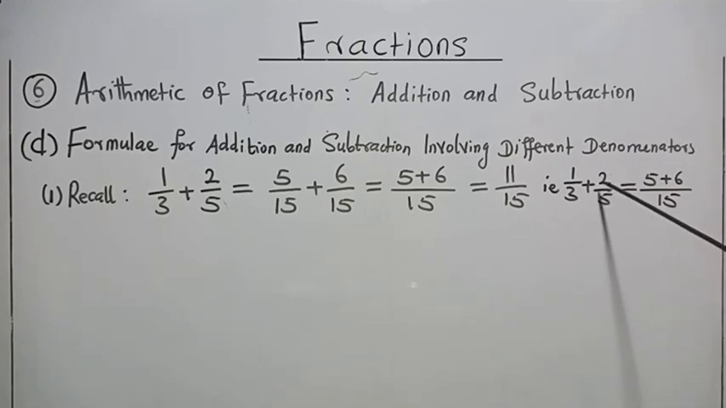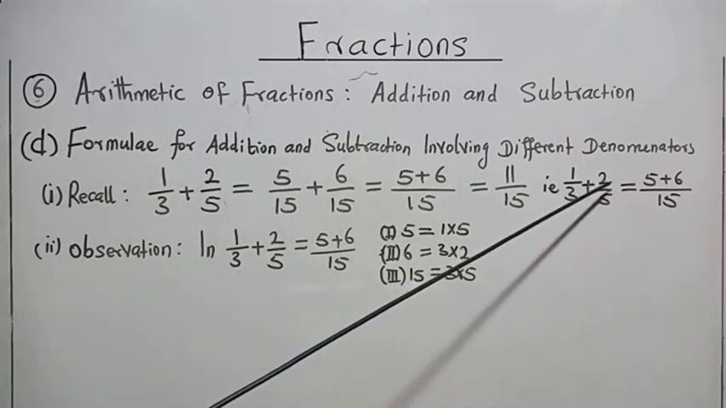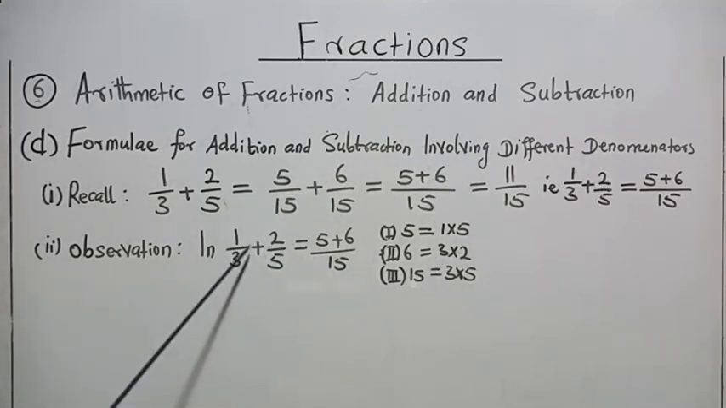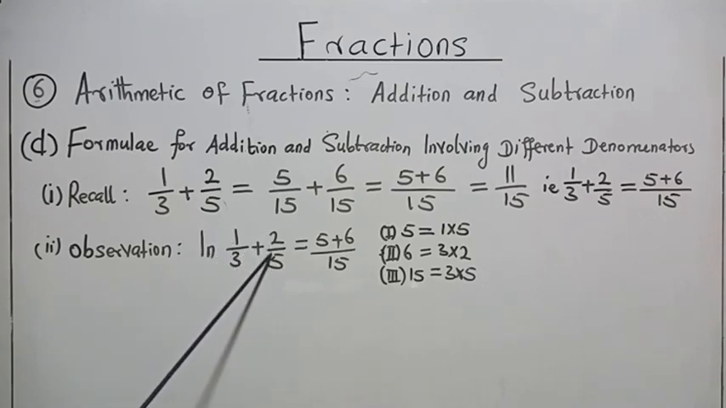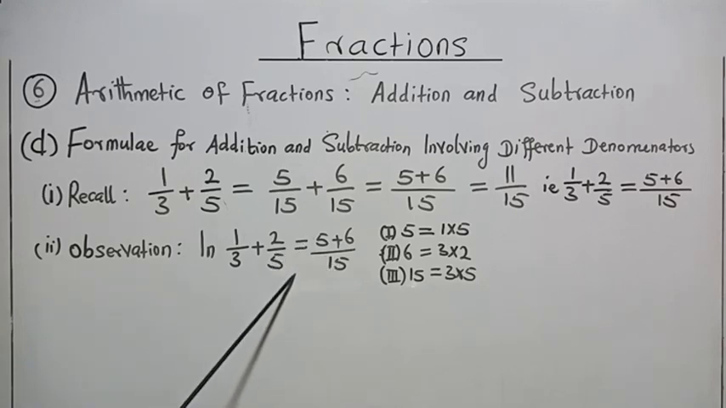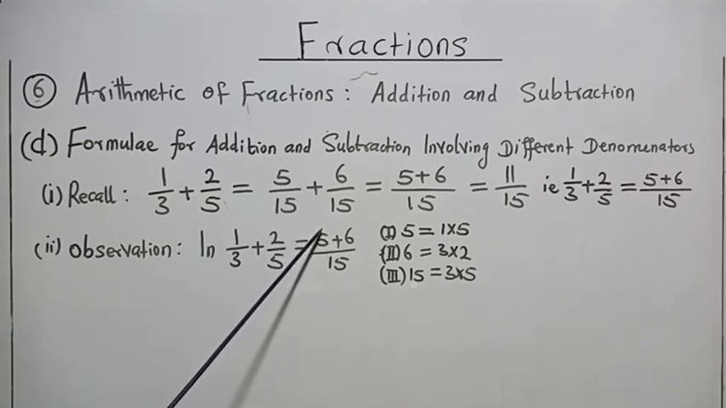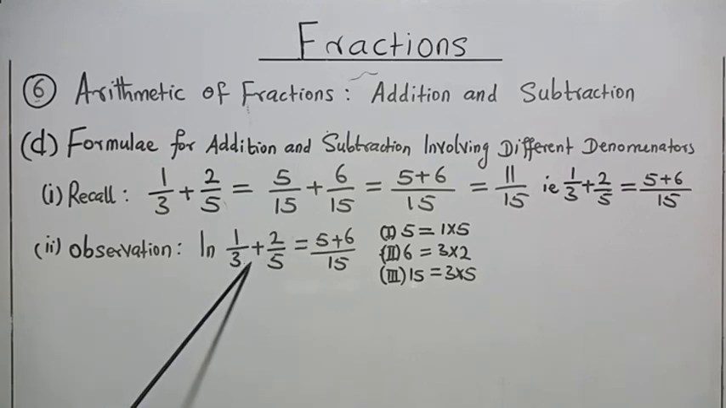Please follow me as I make observations between this number operation and this result. And here comes the observation. This summary is repeated here. 1 over 3 plus 2 over 5 is equal to 5 plus 6 over 15. That is, if this is the number operation, and this is how to get the answer. How do you think this 5 came from this number operation?